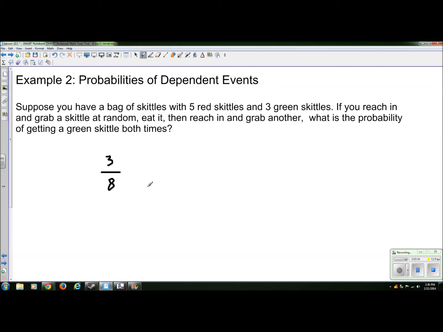Well, I eat it, right? And then I reach in and I grab another Skittle, so what's the probability of me getting a green Skittle the second time? Well, if I did get a green Skittle the first time, that means there's only 2 green Skittles left. Out of how many Skittles are left? Well, I ate one of them, so now there's only 7 Skittles in the bag. Again, I'm going to multiply these 2 probabilities together. And when I do, I get 6 out of 56, which is equal to 3 out of 28.